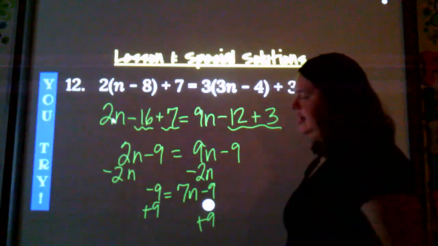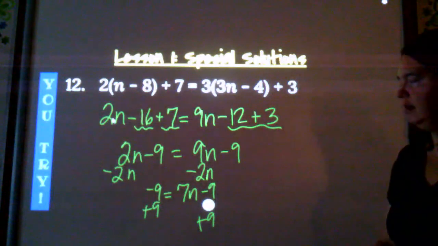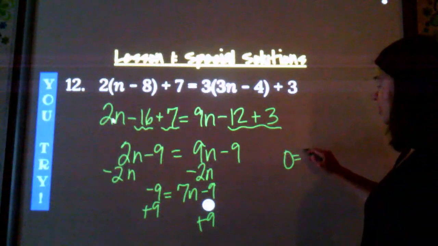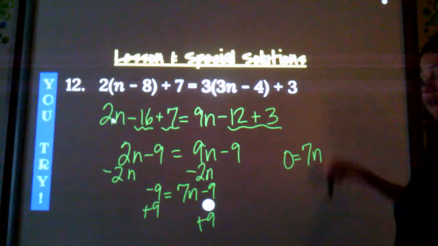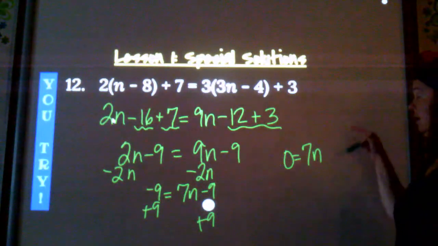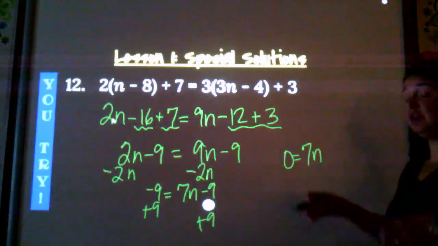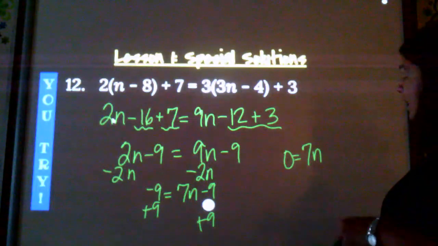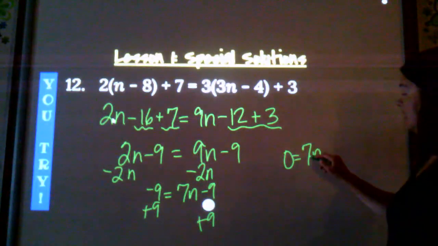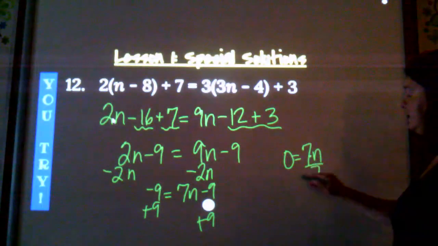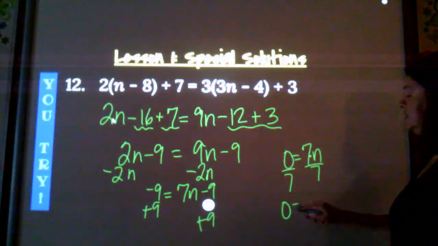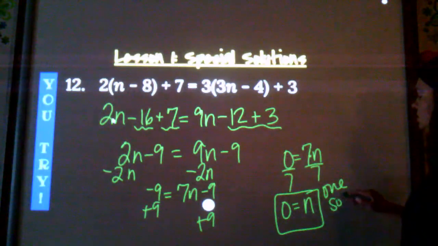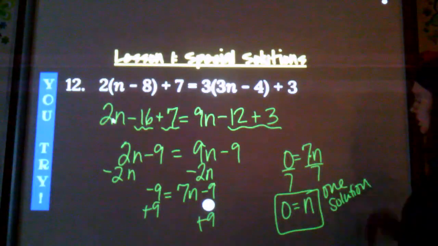And here again, people freak out. Negative 9 plus 9. What did I write? Negative 9 plus 9 is 0. 0 equals 7n. Notice my variable is still around. If my variable is still around and my variable hasn't canceled out, this is not special. This is one answer. I'm dividing by my coefficient, dividing by 7. 0 divided by 7 is 0. So I have one answer. One solution and a 0.